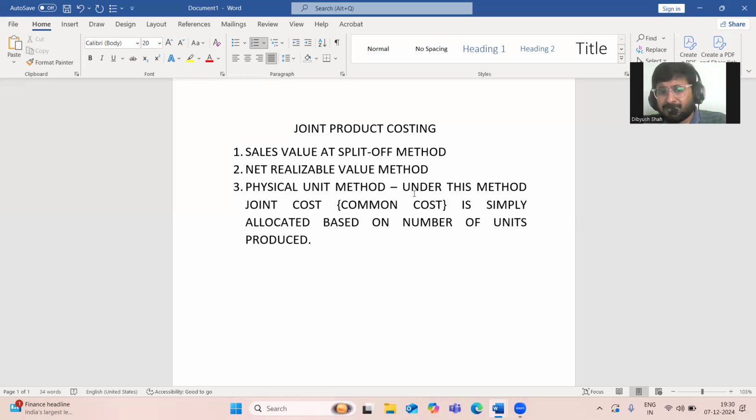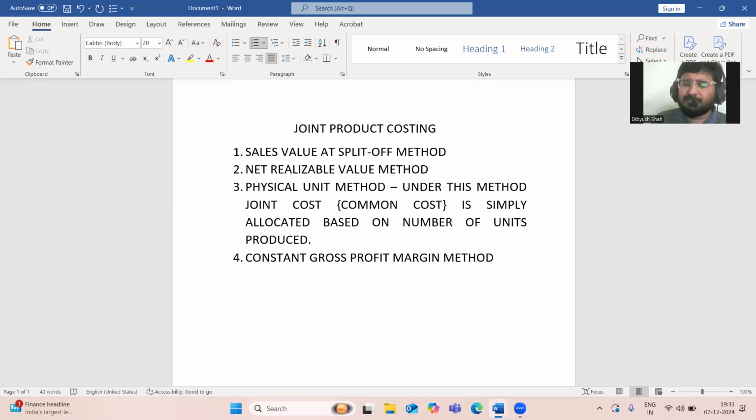But there are drawbacks of this method generally, because if you have produced large number of, means in quantity, but the sale value is very low, you will get high joint cost. Fourth method, which is little complicated, constant gross profit margin method. This method frequently does not come in your examination, but if it comes, student finds it a little tricky compared to sales value at split off, NRV, or physical units method.